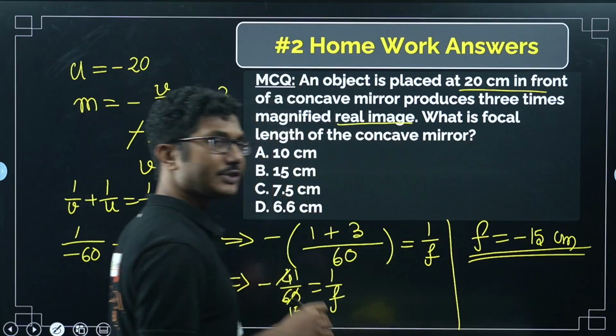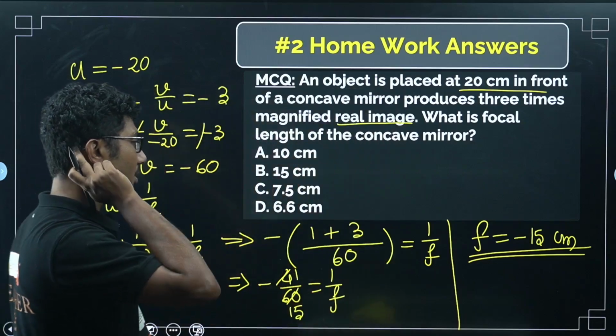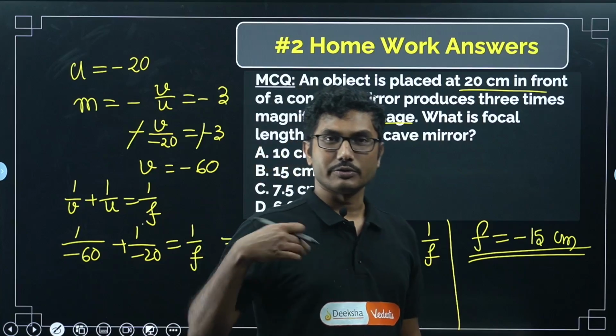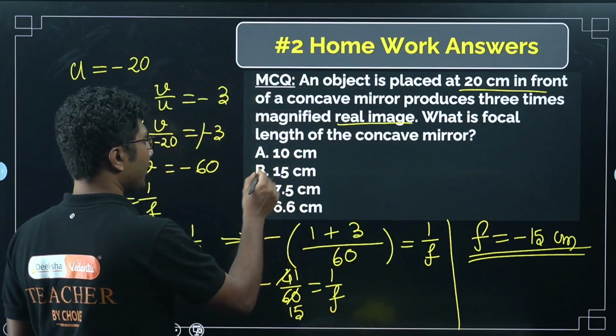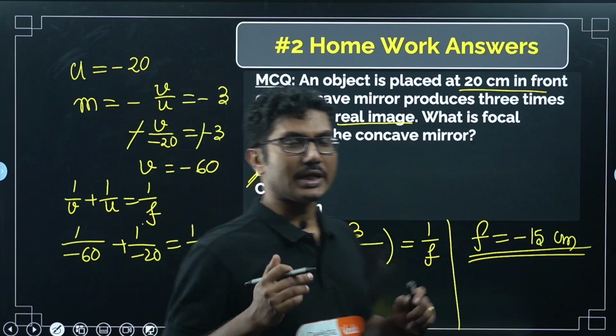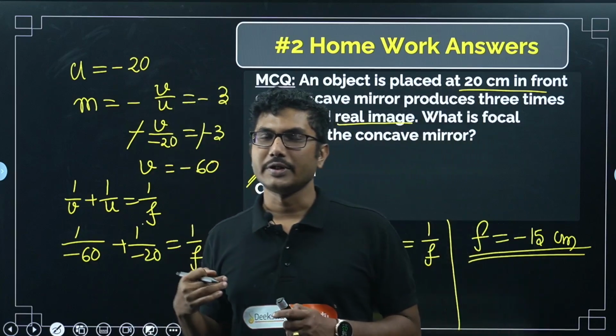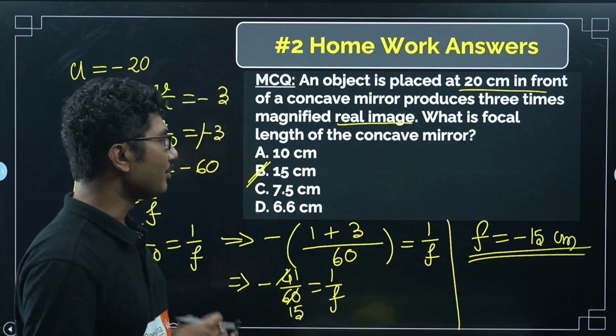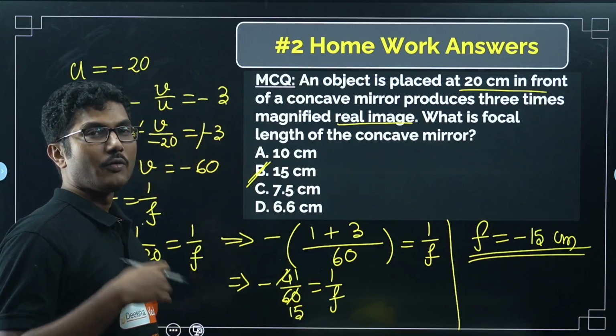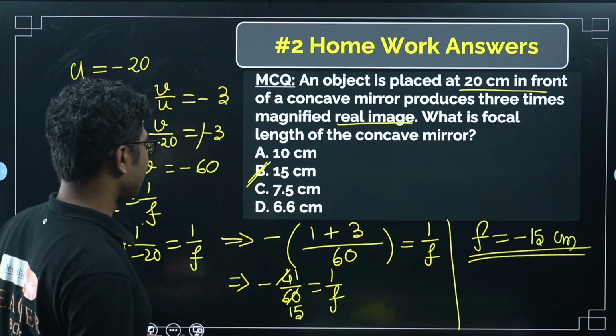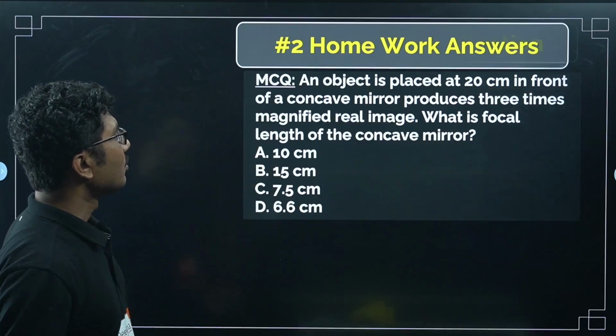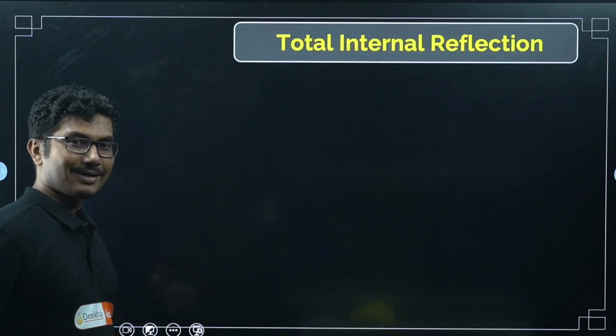Minus 15 centimeter, because it is a concave mirror. For a concave mirror the focal length is also negative, so 15 centimeter. You should always use sign convention while solving the problem. That reduces any chances of error that you might find when you are not using the sign convention, right. Now let's move on to today's topic, total internal reflection.